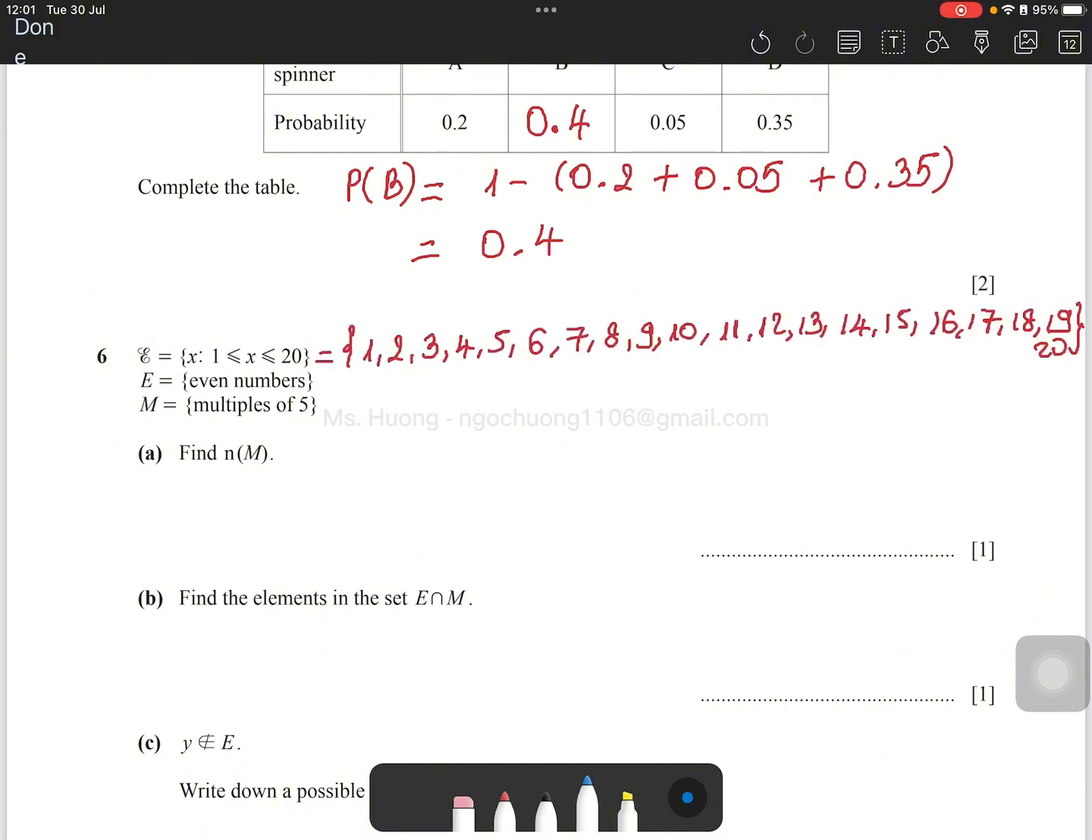E is the set of even numbers. So E includes 2, 4, 6, 8, 10, 12, 14, 16, 18, and 20. Finally, M is a set of multiples of 5. So M consists of 5, 10, 15, and 20. Question A. Find the number of elements in the set M. We see that the set M has only 4 members. They are 5, 10, 15, and 20.